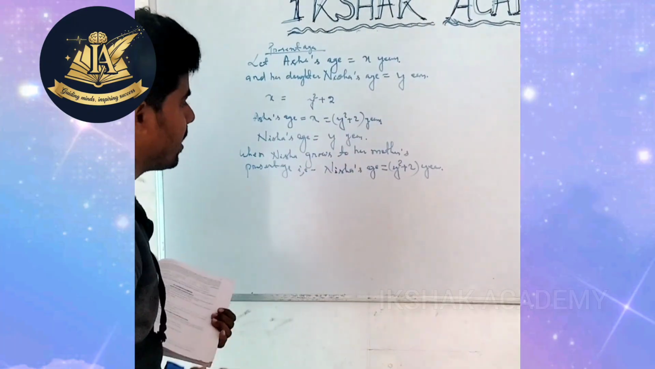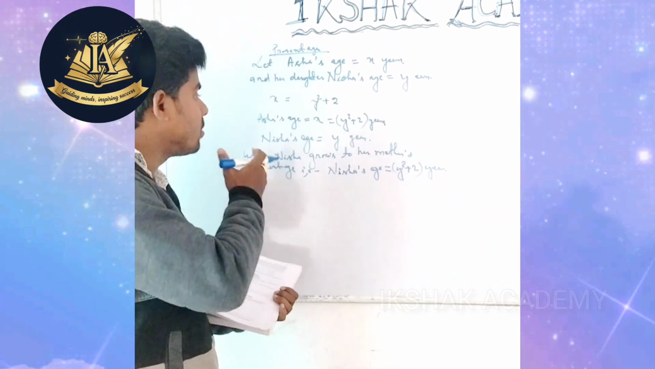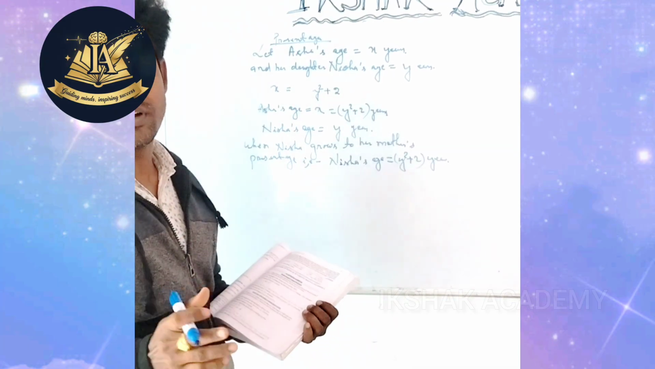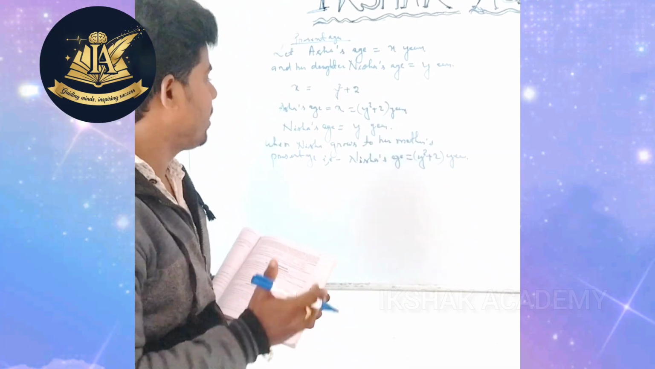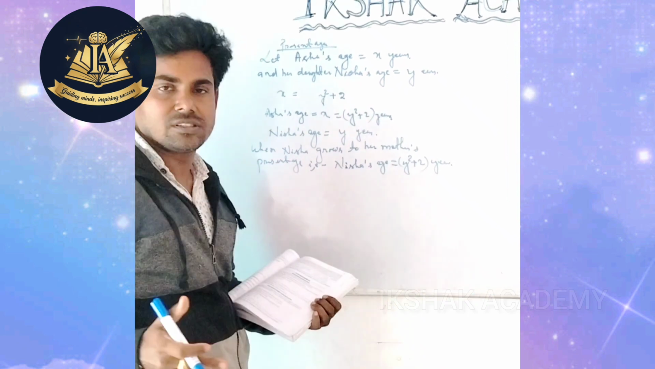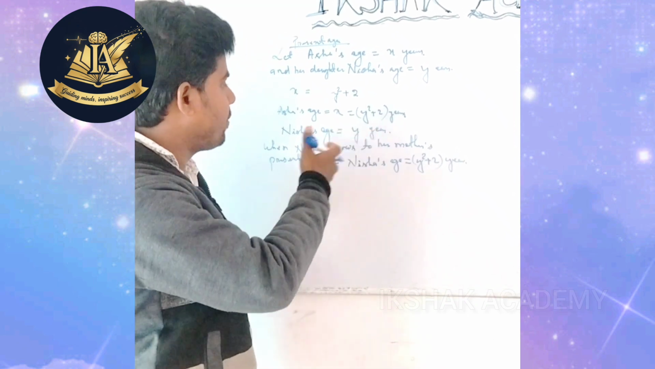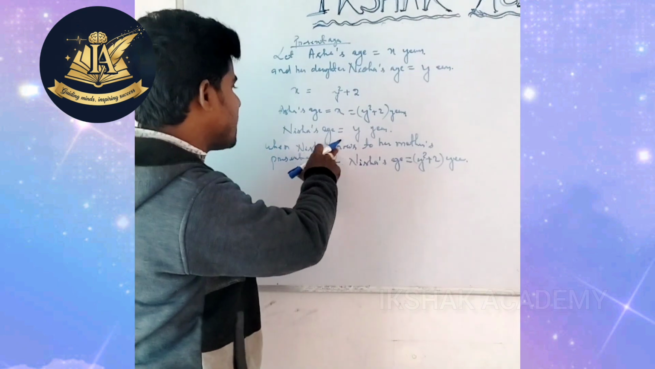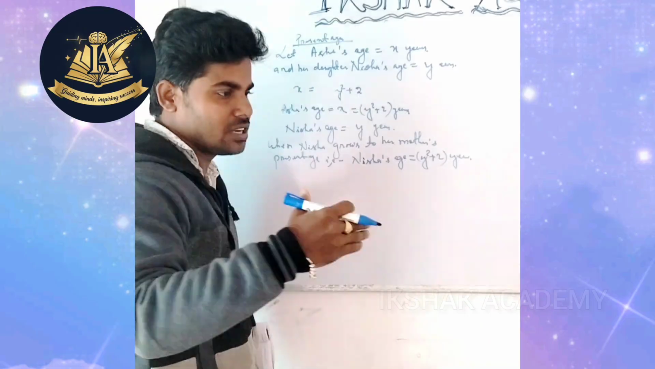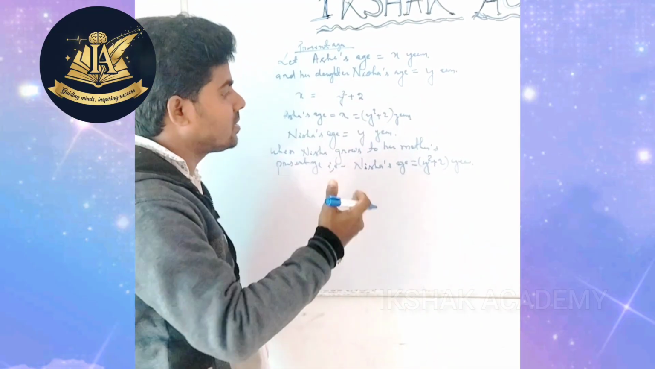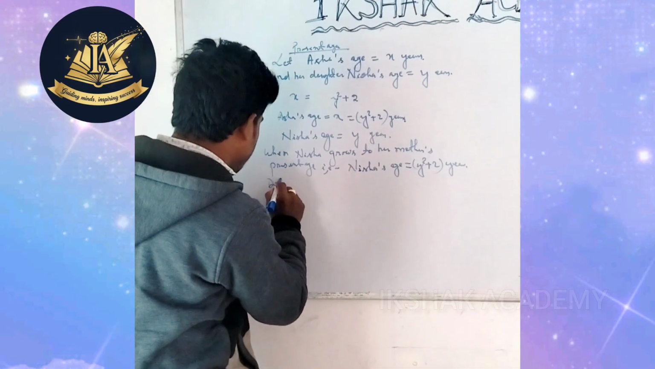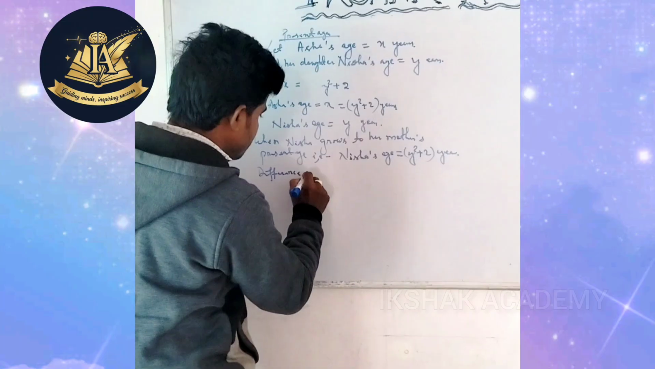So at that time, what will be the age of her mother Asha? This is the main thing. You have already studied that when one person's age grows, another person's age also grows. So what is the difference between their ages when Nisha grows? At that time, what will be the age of Asha? What is the difference in years between Asha and Nisha? That is the difference of their ages.